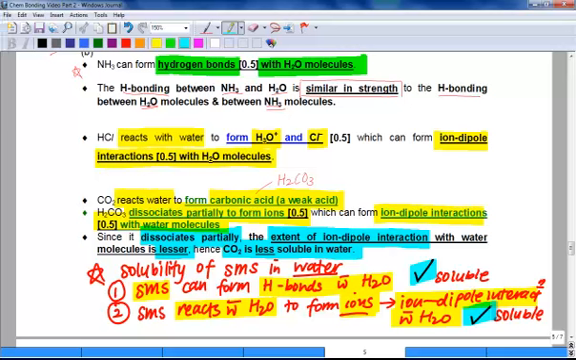So actually I have finished all the questions on solubility. I would like to move on to other questions in the tutorial.